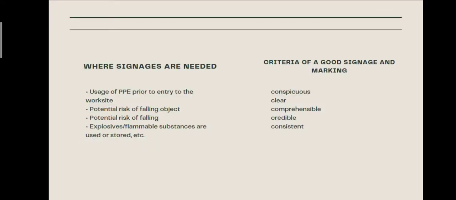Where are signages needed? Signages are needed for the usage of PPEs prior to entry to the work site, and when there is potential risk of falling objects, potential risk of falling, explosiveness, flammable substances used or stored, etc. So here are the criteria of good signage and marking: conspicuous, clear, comprehensible, readable, and consistent.